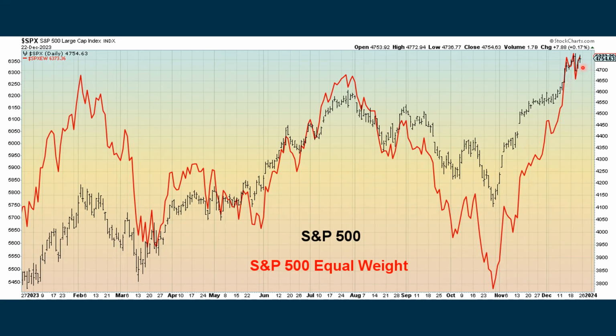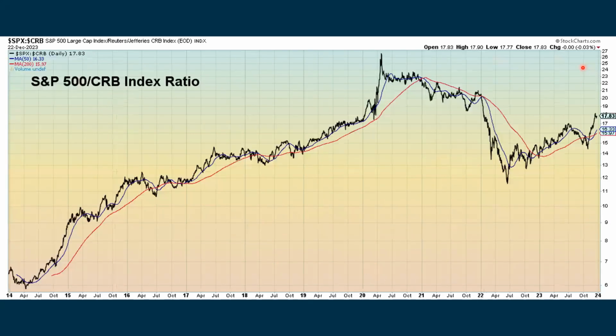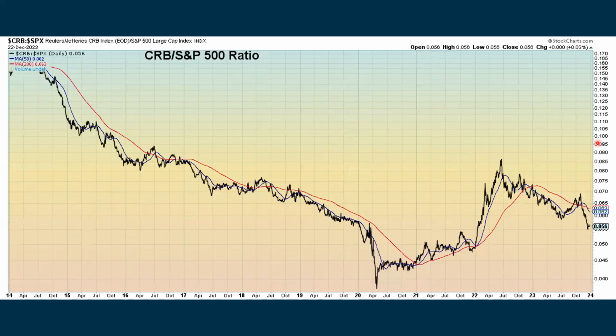That just suggests that there's a broader base of stocks that are participating in the upward move instead of just the mega caps. This is a ratio of the S&P 500 to the CRB index. So we're looking at stocks versus commodities, where stocks are outperforming, and we've seen a recent golden cross here with this ratio. Here's an inverse of that same chart where commodities are underperforming stocks and a recent death cross.